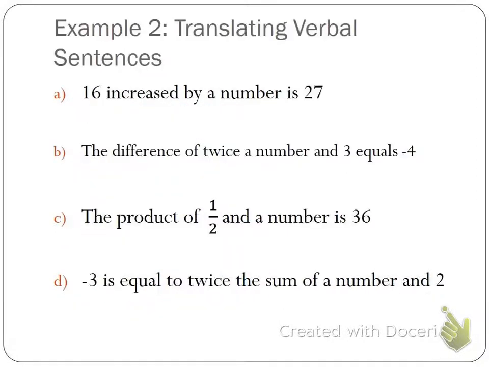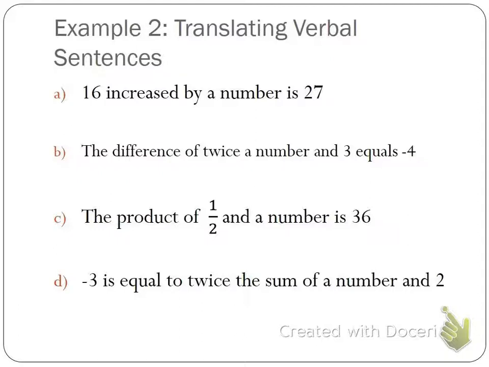Let's see. In example 2, now I'm translating a verbal sentence. Well, what does it mean to have a verbal sentence? It means that there's an equal sign. So on letter A, which word do you think represents the equal sign? Which word? Is. Very good. What about on B? Equals. What about on C? Is. And then on D? Equal to. Okay, so those are my key words for equals. So everything before the is on A goes on the left side of the equals, and after goes on the right side.